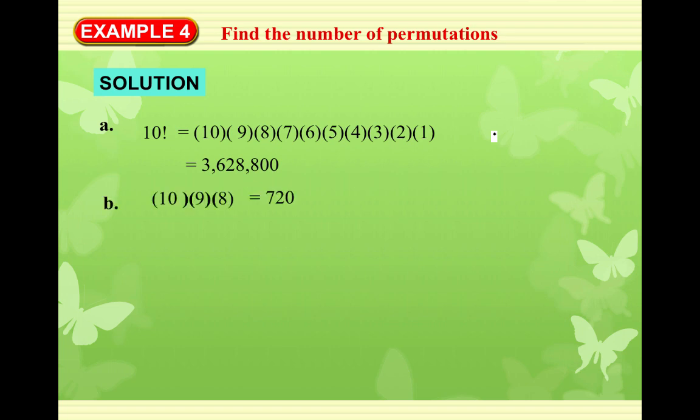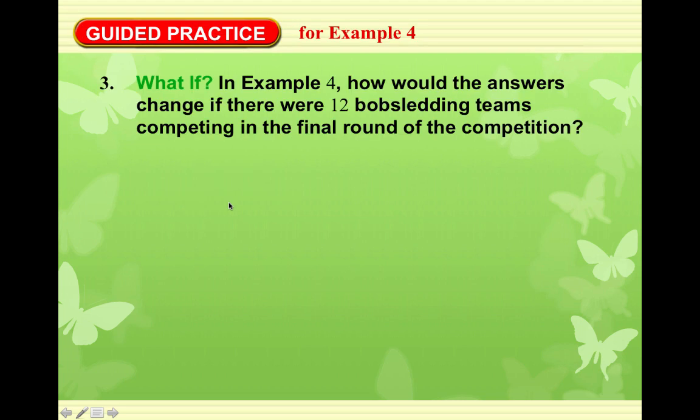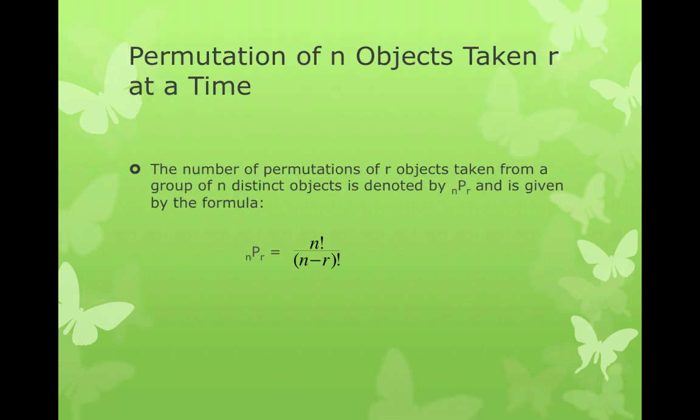For part B, we're just looking at three places. So there are 10 different teams that can come in first place, 9 different teams then that can come in second place, because you can't come in first and second place at the same time. Once we've got our second place winner, there are 8 teams remaining that can come in third. So 10 times 9 times 8. Okay, so now we have a guided practice for this one, and so go ahead and do that.